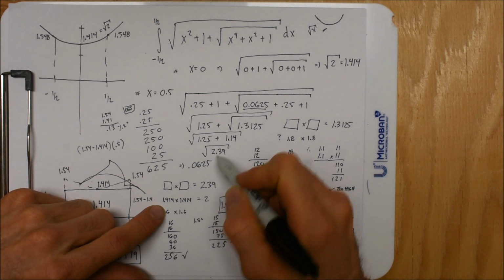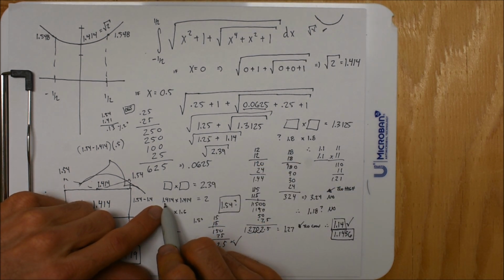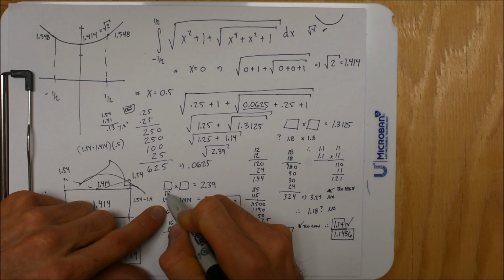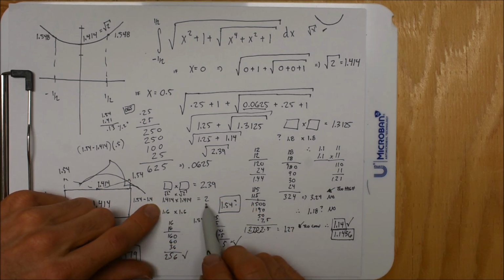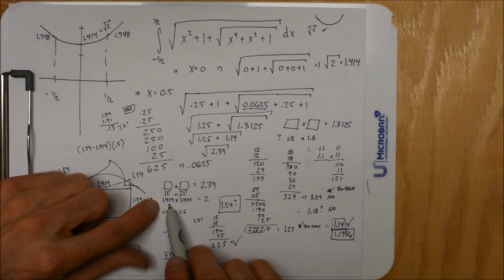So if this was 2, I know that 1.414, which is the square root of 2, times the square root of 2. I know the square root of 2. That's the only one I know, is 2. But this is too low. So I need to go up from this.